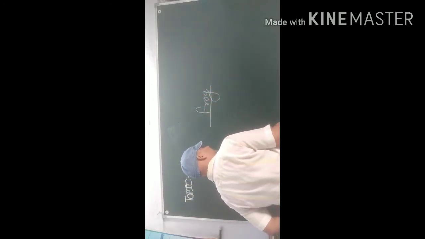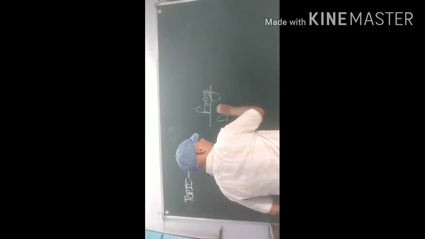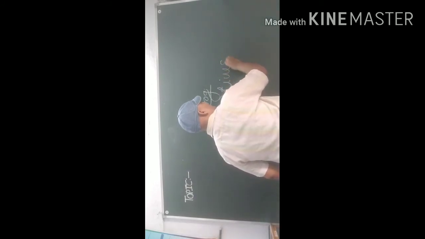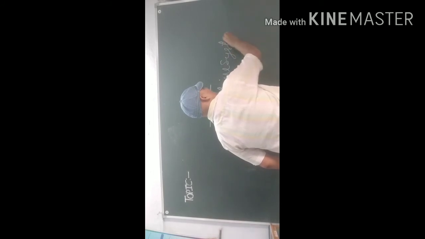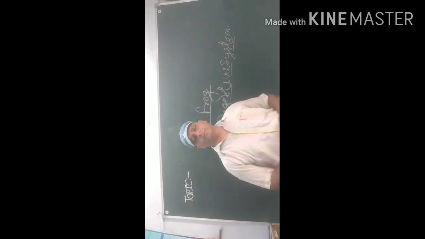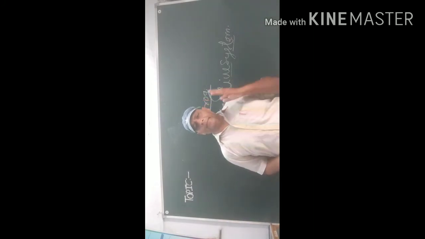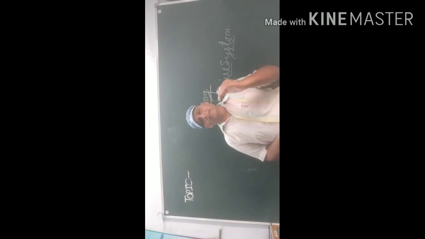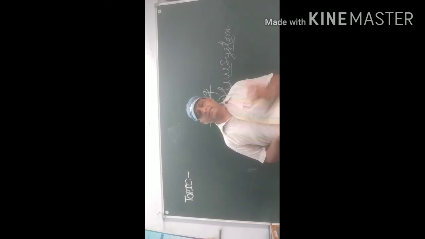Digestive system. The digestive system is composed of the alimentary canal, which is differentiated into mouth cavity, esophagus, small intestine, and large intestine, in which digestion takes place.